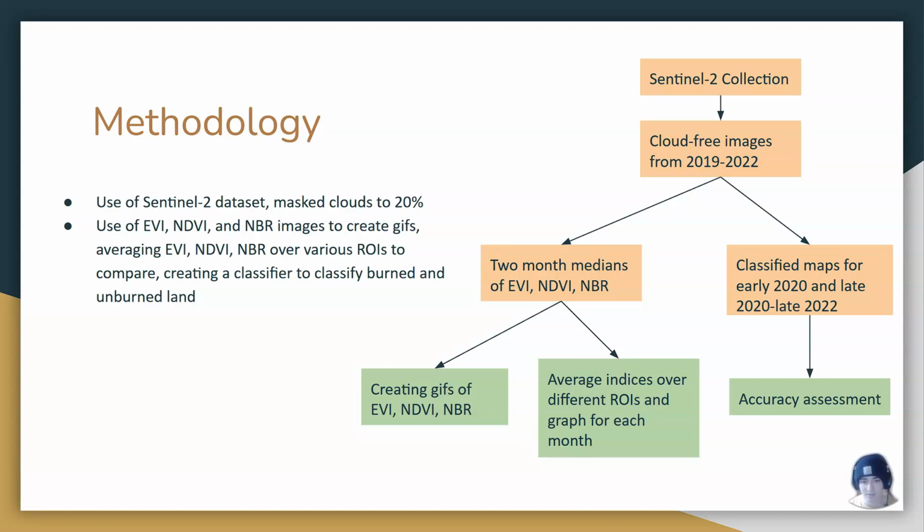I then created GIFs of the EVI, NDVI, NBR, and I took average indices over different ROIs and graphed these for each month. The different ROIs were the national park, its surrounding area, and then the ROI as a whole. I also created classified maps for early 2020 and late 2020 to late 2022. This was basically the period during the fires and the period after the fires. And then I created an accuracy assessment of these.